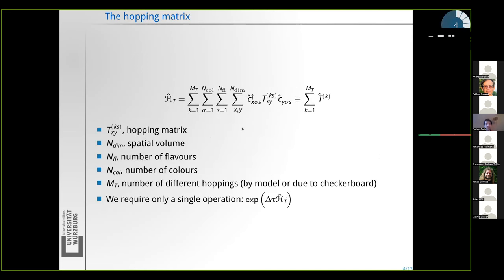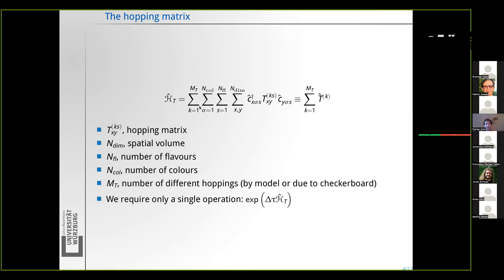Which are the constituents that we have here? So we have this large sum with the fermionic operators C dagger and C_Y, and the quadratic form between them is specified here by the hopping matrix elements T_XY. This can run along the full spatial dimension. So you have this X and Y sums run from 1 to N_dim, which is the spatial volume. You can have N_flavor parts in that sum, and additionally a sum over the colors.